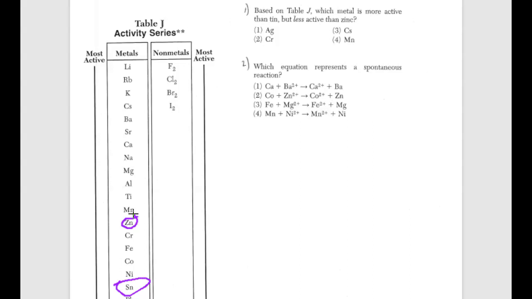All right, so if it is less active than zinc, it's going to be below here, and more active than tin, it's going to be above. So we're looking for one of these 4 elements as our choices, and there we have it, choice 2. For number 2, which equation represents a spontaneous reaction? This is what I was just trying to describe with just the plain reference table. If I have a spontaneous reaction, first of all, metal replaces metal, or non-metal replaces non-metal.